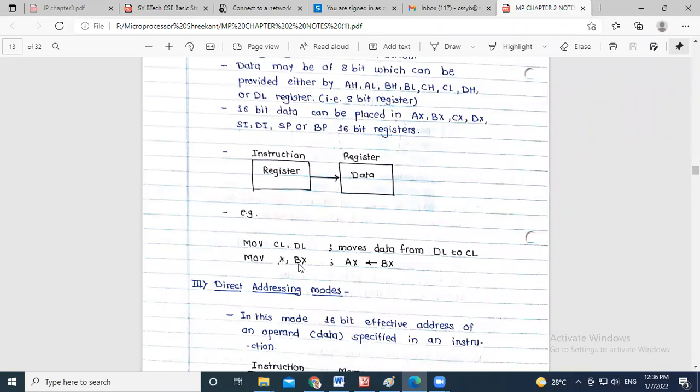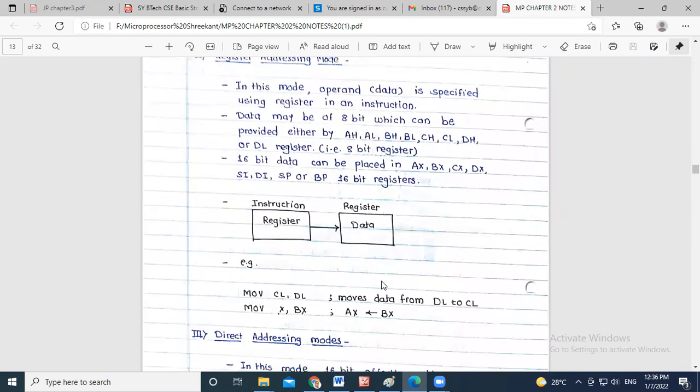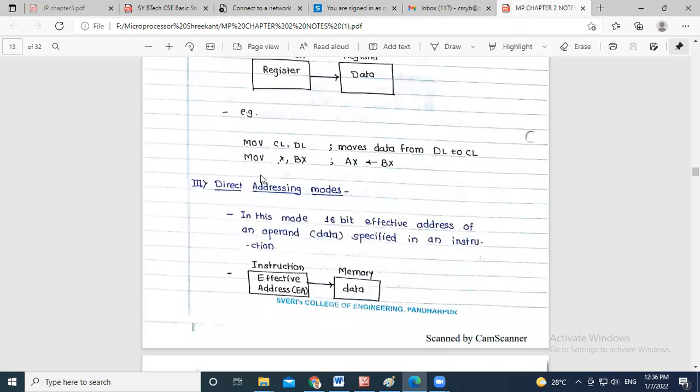So we have to use the register to transfer the data or a value to the source index. That's what we call register addressing mode. Very clear. Am I right? So next I will go to the third category of data related addressing modes, that is direct addressing mode.